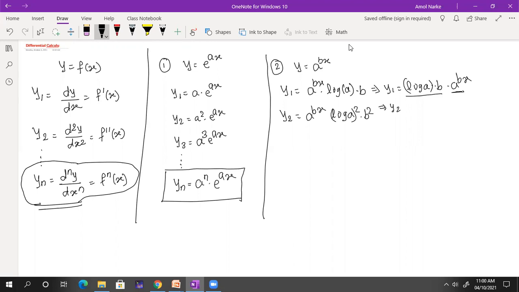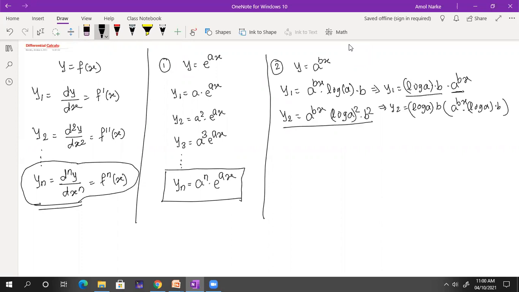While finding y2, this log a remains as it is, into b remains as it is, and just this one, what is the differentiation of a raised to bx? So it is a raised to bx into again log a, I make a bracket, into b, and you solve this, what are you getting? This.